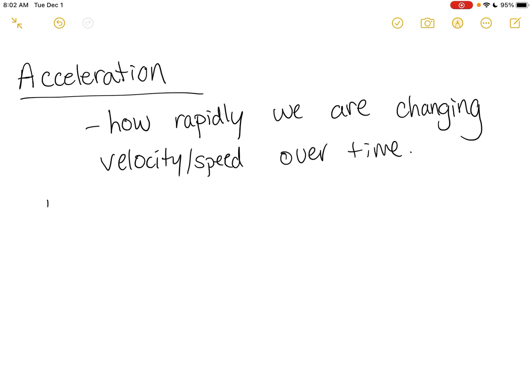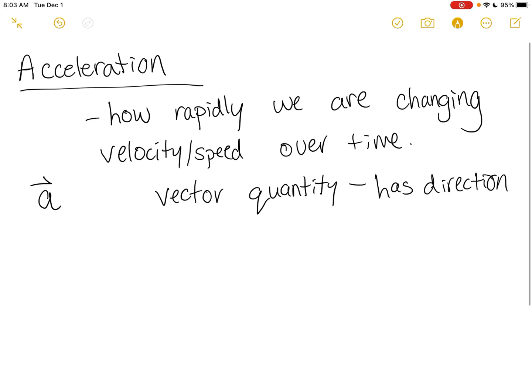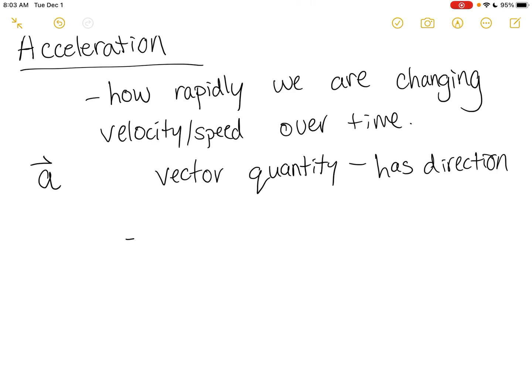So acceleration is symbolized with the letter A with an arrow over top, which means acceleration is a vector quantity. So it has direction. So acceleration can be talking about speeding up or slowing down.